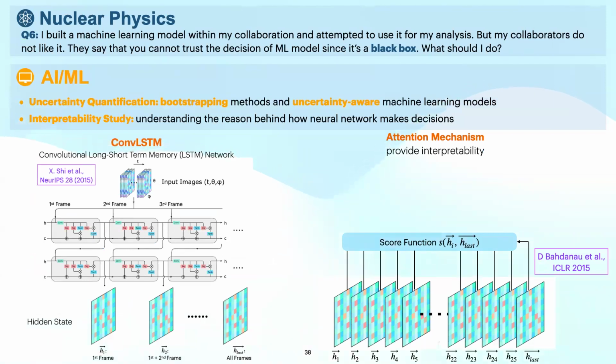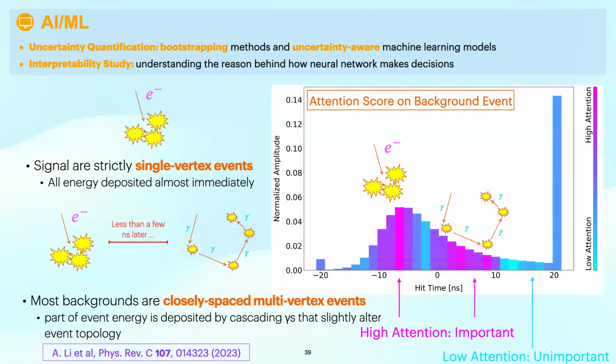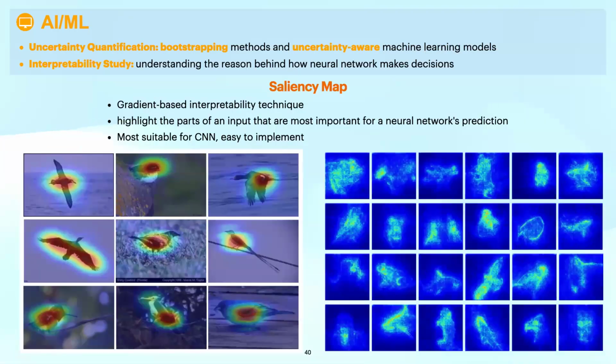So the next thing I want to talk about is interpretability. The idea of interpretability is to understand the reason behind how a neural network actually makes decisions. I'm actually going to skip this because I don't have enough time. So let's talk about a very simple method called the saliency map. A saliency map is a gradient-based interpretability technique. It helps you highlight the part that your neural network is relying on to make a decision.